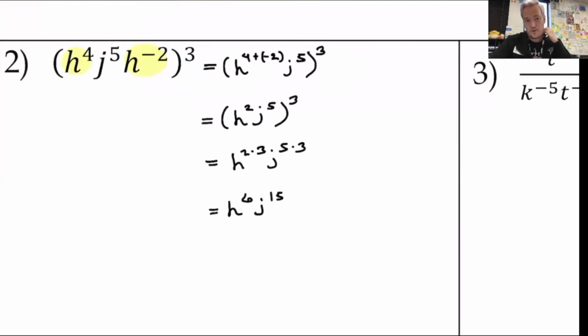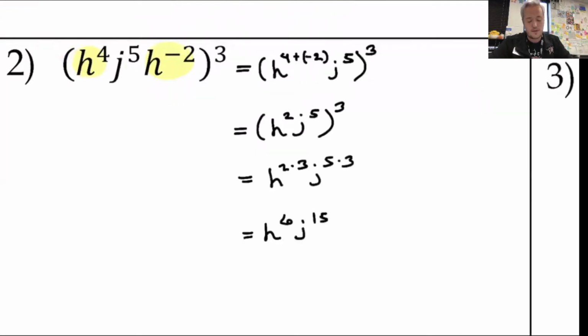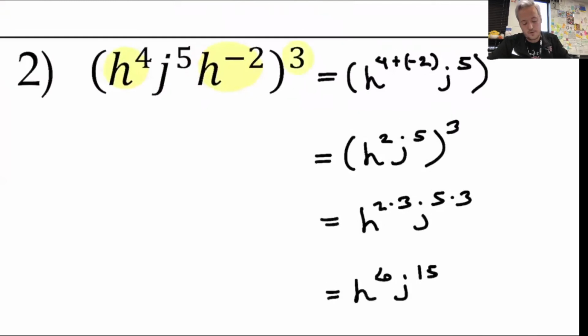So one thing to point out, there's not just one single way to solve these problems. For example, if you wanted to start by distributing the 3 to everything and then doing product, you can. So really what I did is I did product rule then power. If you want to start with power and then go to product, you can.